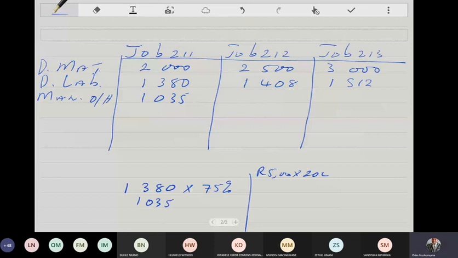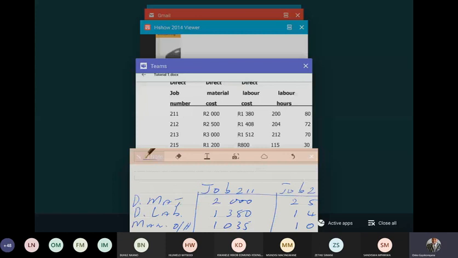And now the manufacturing overheads for this job will be 1,020. Then for the last job, 213, they say that we'll do the calculation if overheads are absorbed based on machine hours. Using the machine hours now.